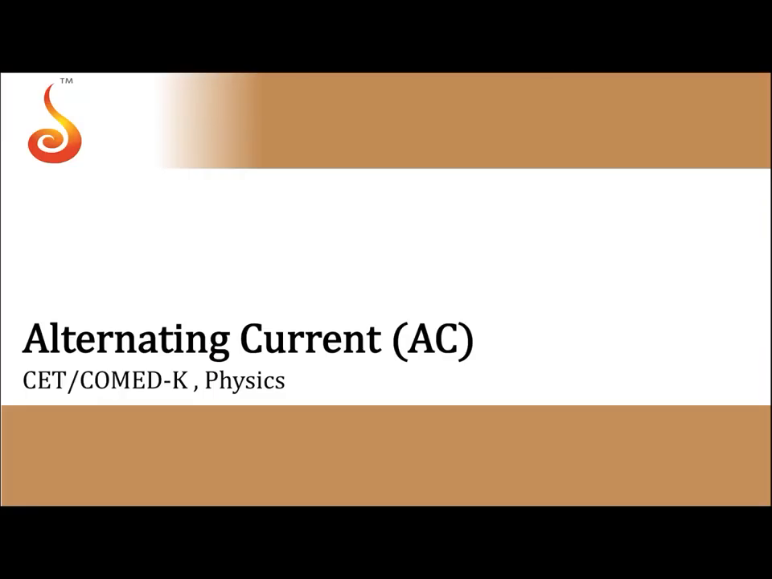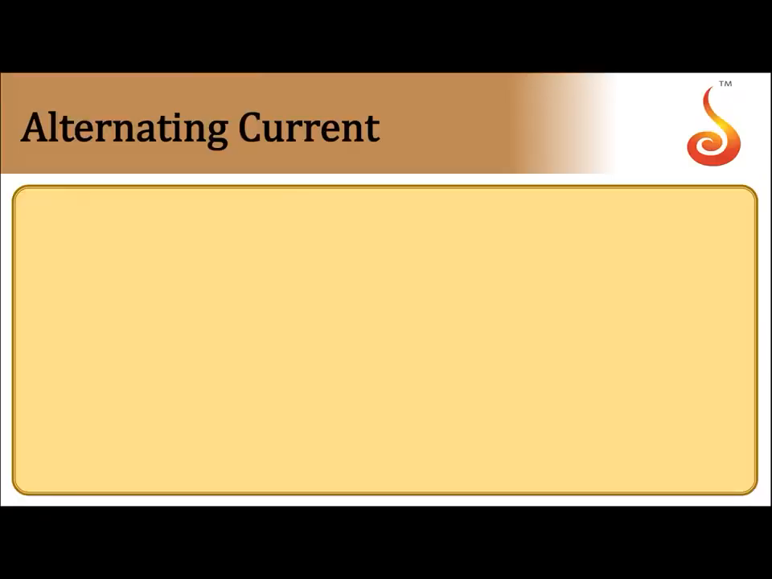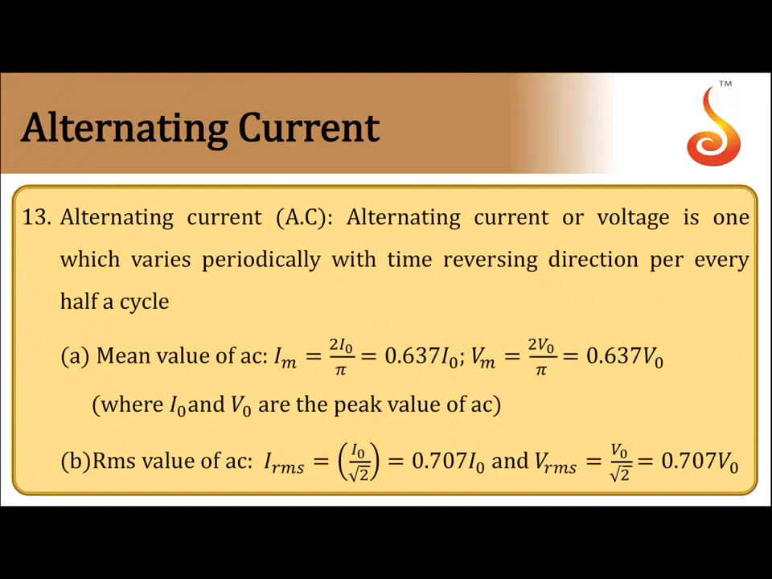So that's all about electromagnetic induction. We'll move on to the next chapter, that is alternating current. So alternating current or voltage is one which varies periodically with time, reversing the direction every half a cycle. For every half cycle it should reverse its direction of flow. Then it is called alternating current.